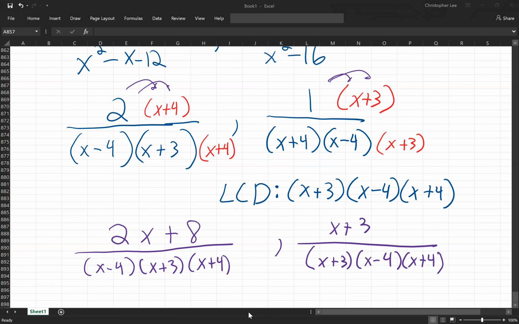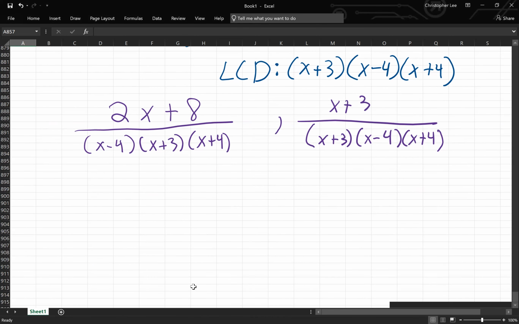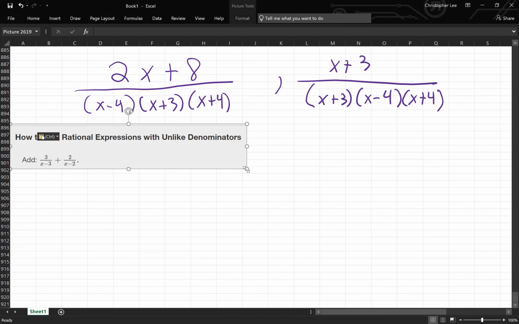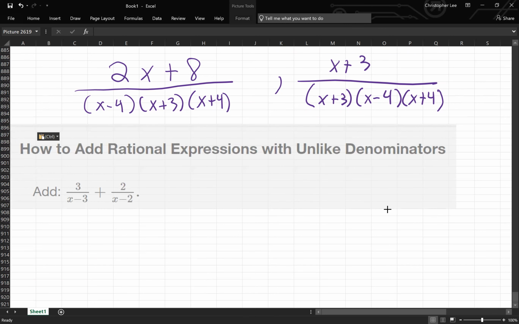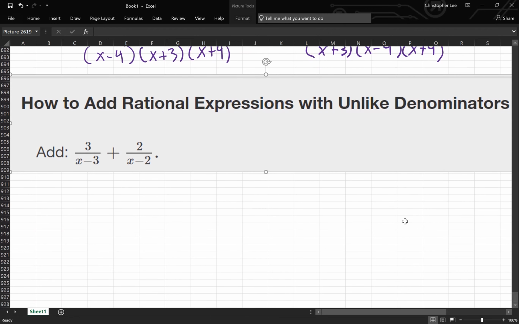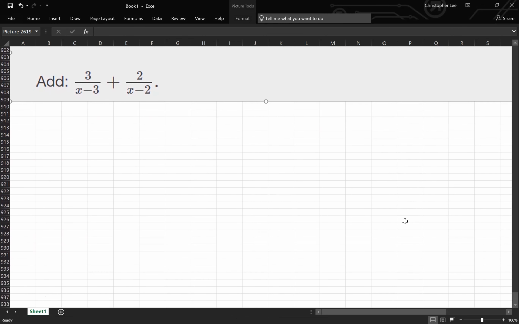So here's where I'm going with this. I want to be able to add or subtract rational expressions with different denominators. All right. So let's start off real basic right here. I have 3 over x minus 3 plus 2 over x minus 2. These denominators are different, right? So I have to get the same denominator. Help me out, somebody. What's the LCD here?